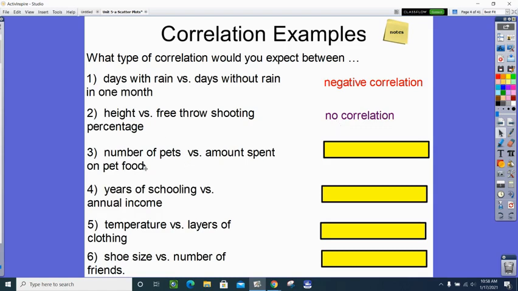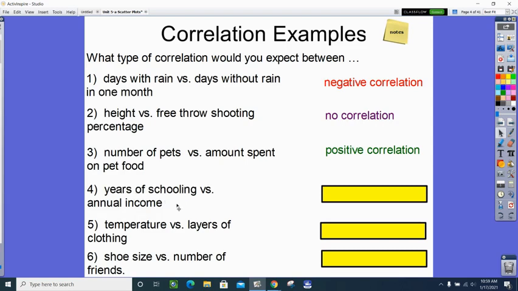How about the number of pets that you have versus the amount spent on pet food? That one should be easy, right? The more pets you got, the more money you're spending, people. So they're both going in the same direction. The more you have, the more you spend. The less you have, the less you spend. That would be a positive correlation.